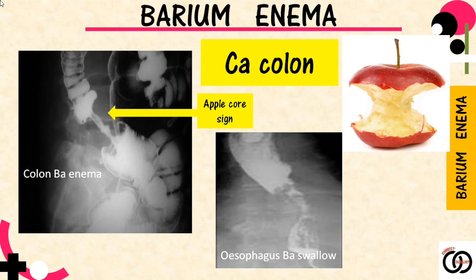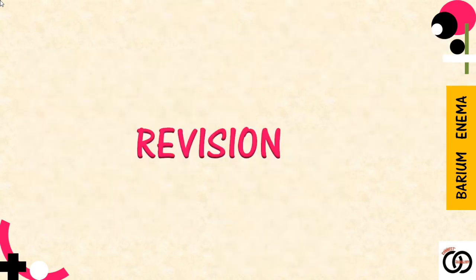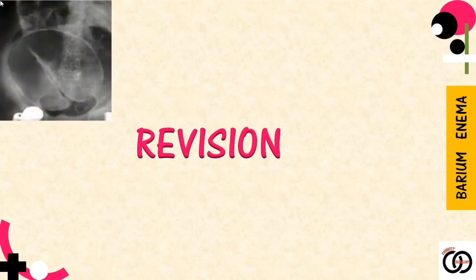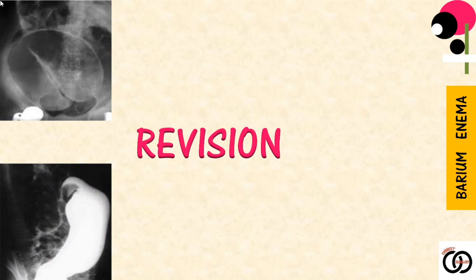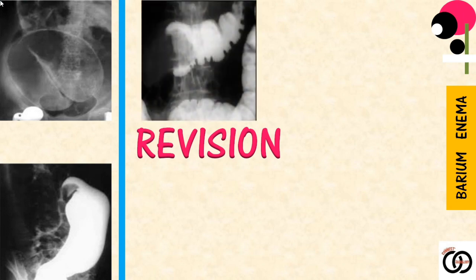Okay, it's time for revision now. You just have to tell me the sign name and the diagnosis. The first picture, yes, that's the coffee bean sign on X-ray abdomen. Diagnosis, sigmoid volvulus. See the second picture, the bird beak sign on barium enema. Diagnosis, sigmoid volvulus. The third picture, claw sign on barium enema. Diagnosis, intussusception.